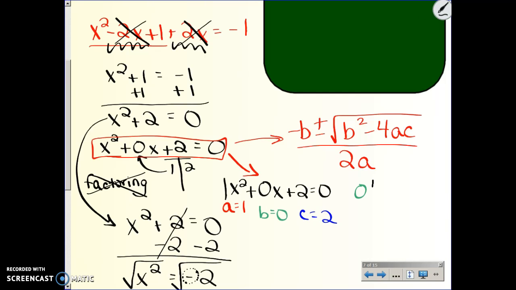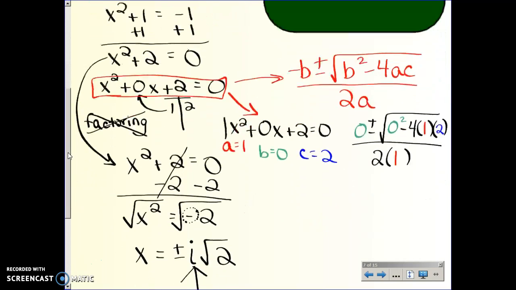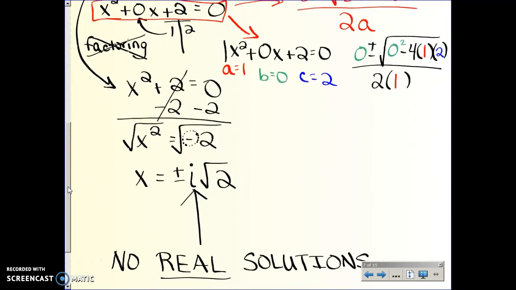Alright, and we've got plus or minus the square root of b squared, which is 0 squared, minus 4. And then a and c are going to go in those spots. And 2a goes on the bottom. So a is going to go there and there. C is going to go here. Again, all I'm doing is plugging into the quadratic formula. Just want to give you a quick refresher. We know it should end up with no real solutions, but we're going to watch this anyway.